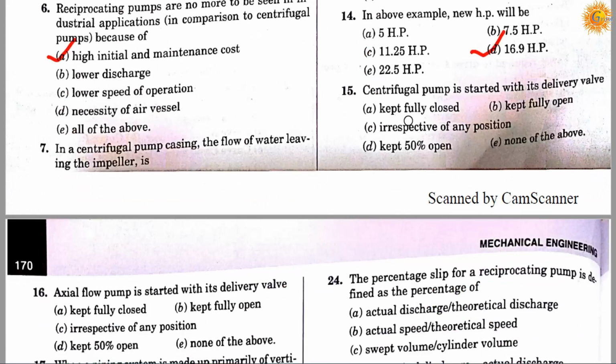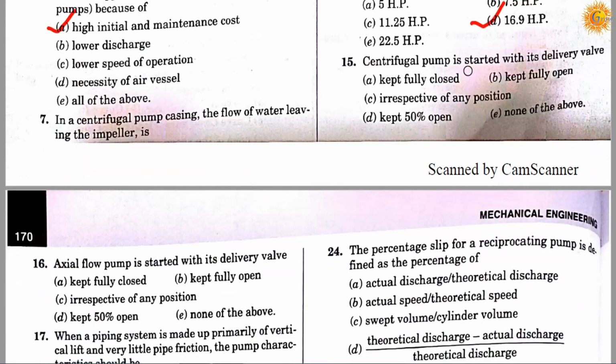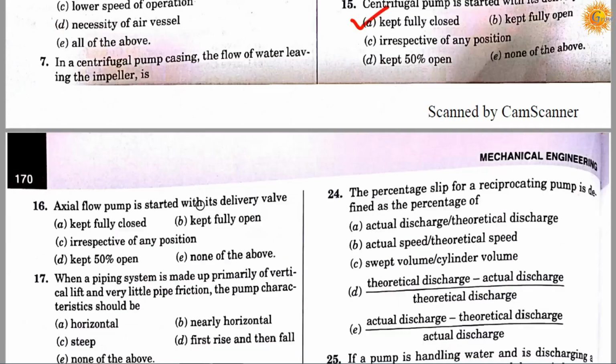Question number 15. Centrifugal pump is started with its delivery valve option A, kept fully closed, option B, kept fully open, option C, irrespective of any position, option D, kept 50% open, and option E, none of the above. The correct answer is A, it will be kept fully closed.